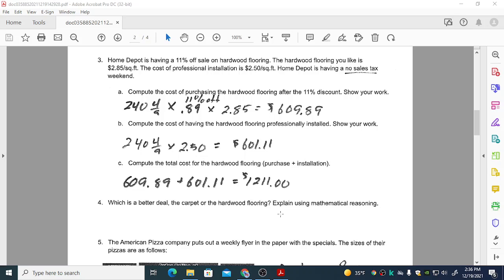You can answer 4 on your own. When it says explain using mathematical reasoning, that just says, hey, don't tell me that you like carpeting better. Say something like the cost per square foot, or the installation price was this, or this was this much more or less than something else.